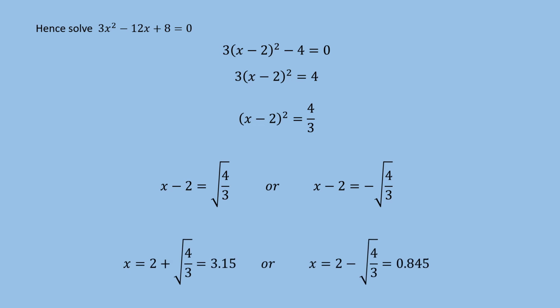So we can have the answers x equals 2 plus the square root of 4 over 3, which is equal to 3.15, or x equals 2 minus the square root of 4 over 3, which is equal to 0.845.